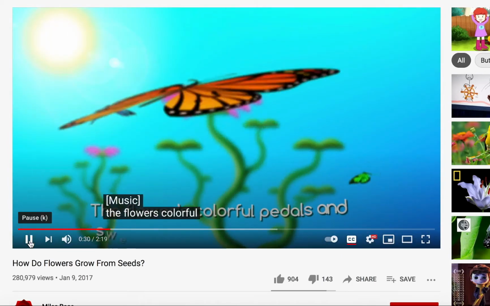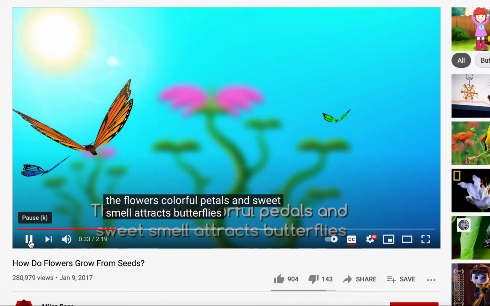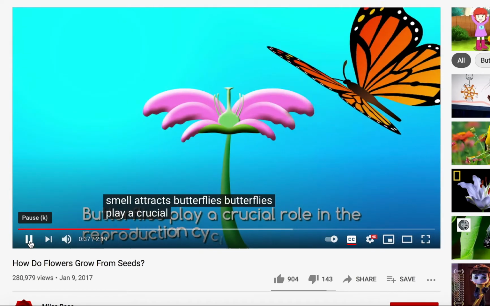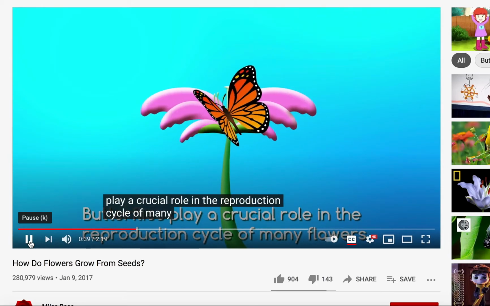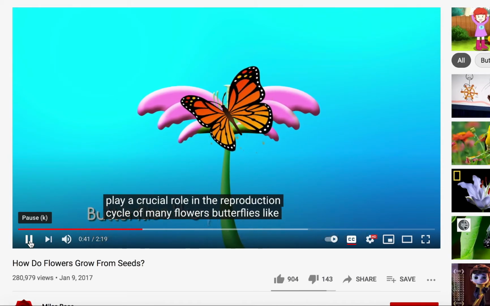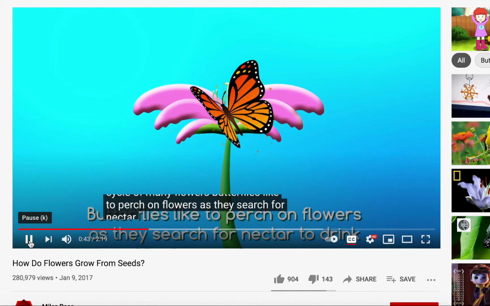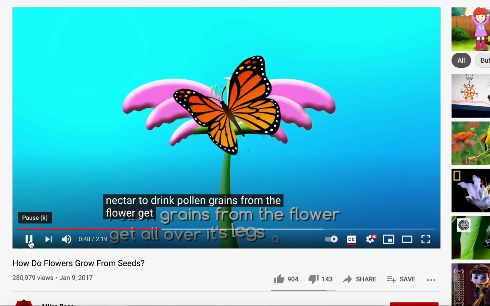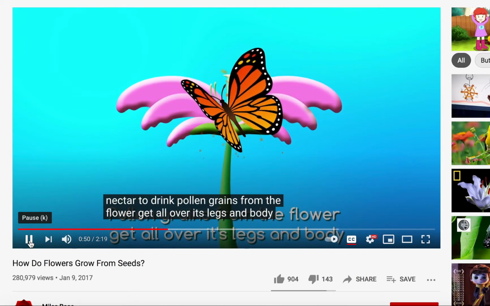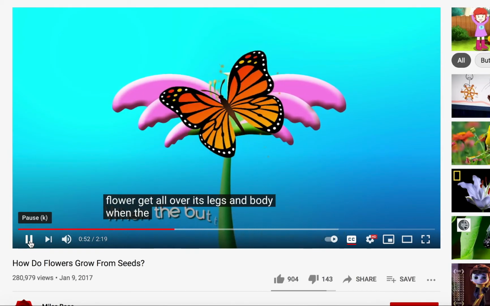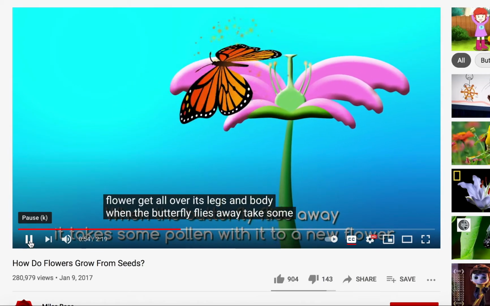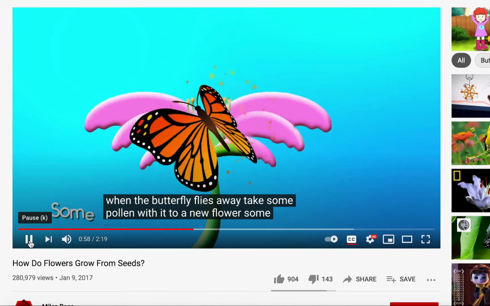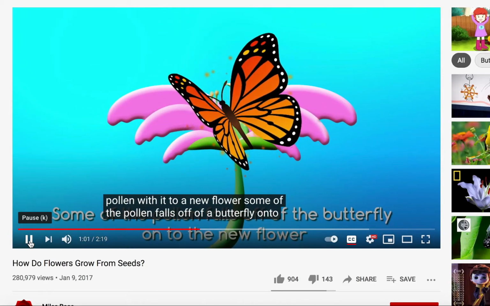The flower's colorful petals and sweet smell attract butterflies. Butterflies play a crucial role in the reproduction cycle of many flowers. Butterflies like to perch on flowers as they search for nectar to drink. Pollen grains from the flower get all over its legs and body. When the butterfly flies away, it takes some pollen with it to a new flower. Some of the pollen falls off of the butterfly onto the new flower.